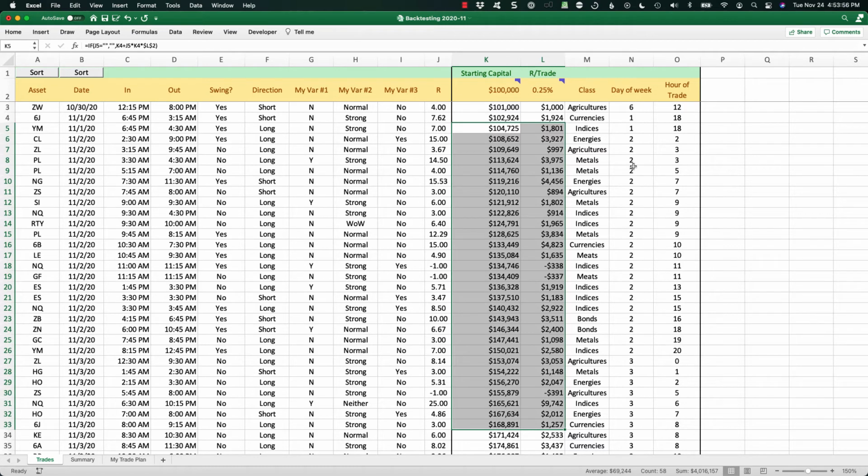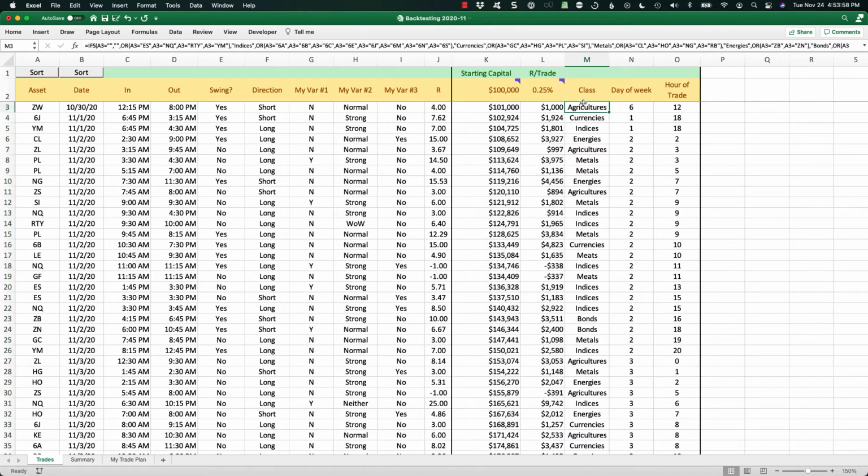All right, and over here, I have the class of product. Whether it's a currency, an agriculture, a metal, an indices or something. So I have a wicked formula up here, but basically it's checking for all the different formulas in a typical brokerage account. Some brokers might have different numbers. Like I know on TradingView, for instance, ZW is wheat. And what's another one? ZS is soy.